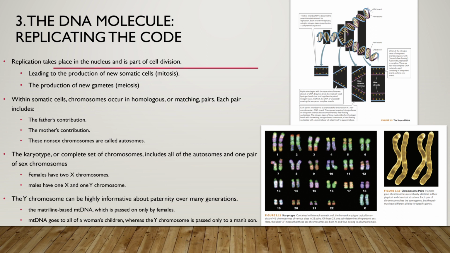Another one is the karyotype, or complete set of chromosomes, which includes all of the autosomes and one pair of sex chromosomes. The characteristics of the chromosomes for an individual organism or a species, such as number, size, and type. The karyotype is typically presented as a photograph of a person's chromosomes that have been arranged in homologous pairs and put in numerical order by size. Females have two X chromosomes. Males have one X and one Y chromosome.